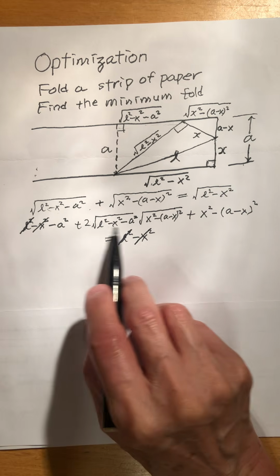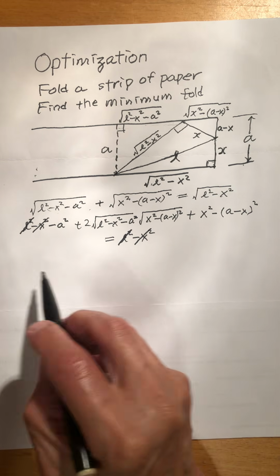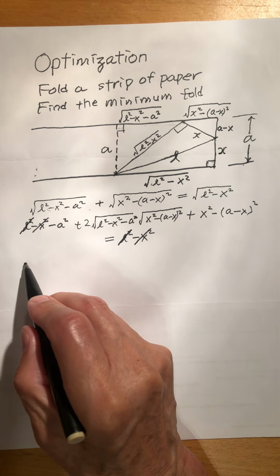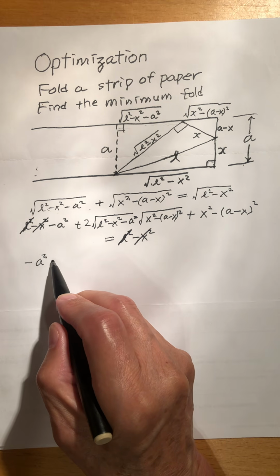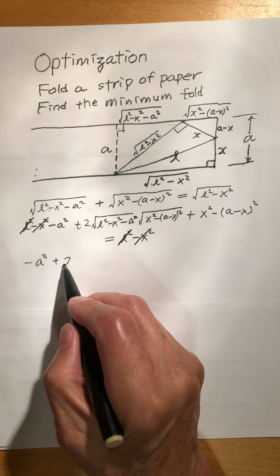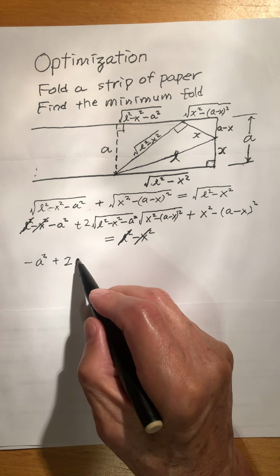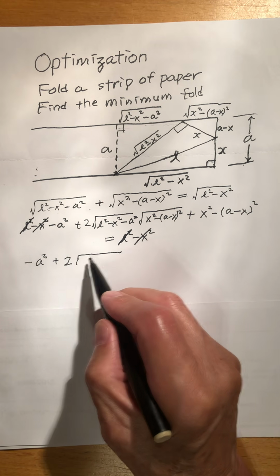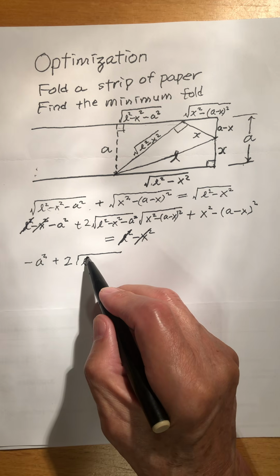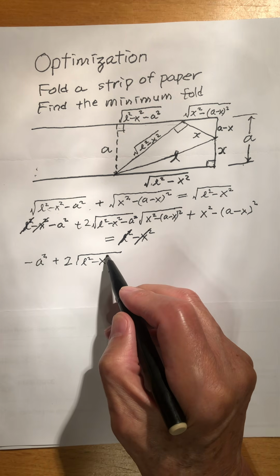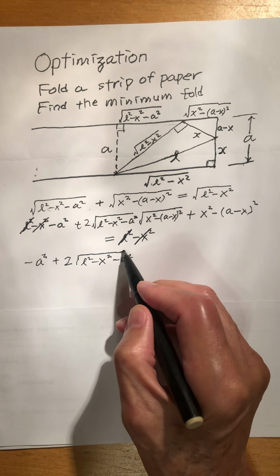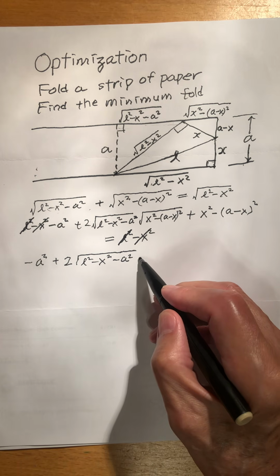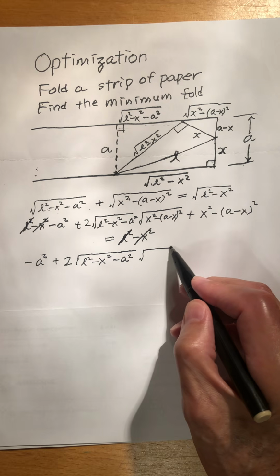So let's rewrite the left-hand side. Minus A squared plus 2 times the 2 square roots multiplied together. I must be very careful because it's so long. A small mistake will destroy everything.